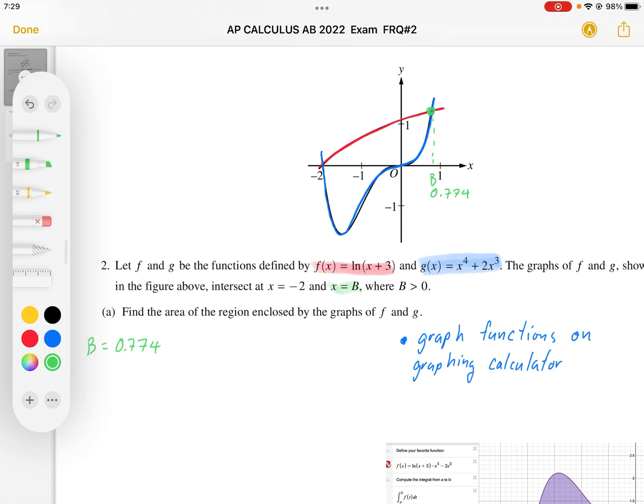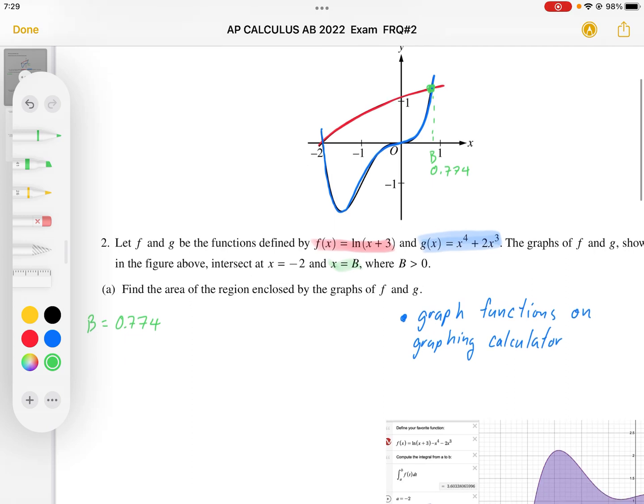Once we've done that, we need to set up the integral for the area that's going to be enclosed. To find the area, we're going to take the upper bound minus the lower bound to find the height of the rectangular pieces that we're going to calculate. Then we're going to multiply that by dx. So our integral is going to look like this, from -2 to positive 0.774.